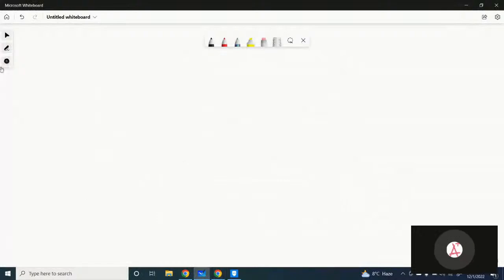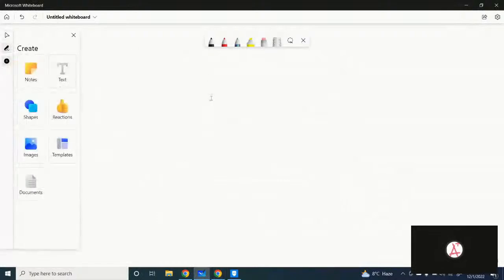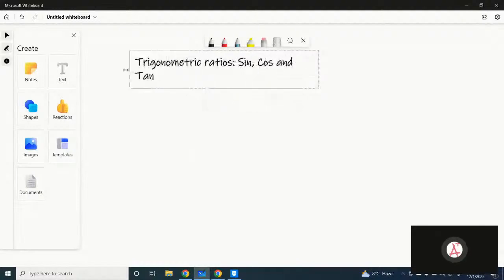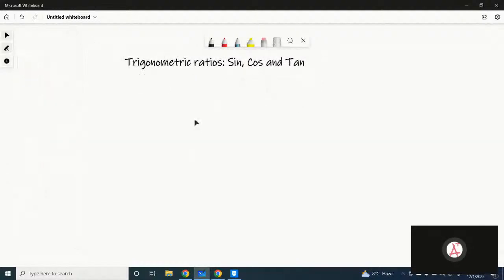The lesson name is trigonometric ratios, sine, cos, and tan. Got it? Just listen to me carefully and please use your notebook and pencil so that you can note down the important explanation that I'm writing on the board.